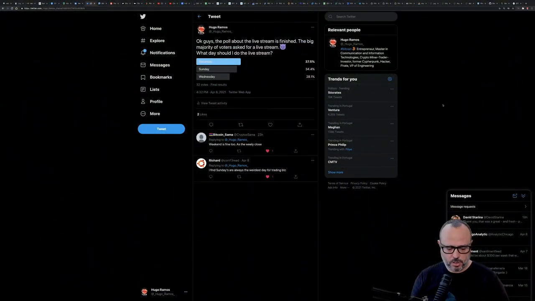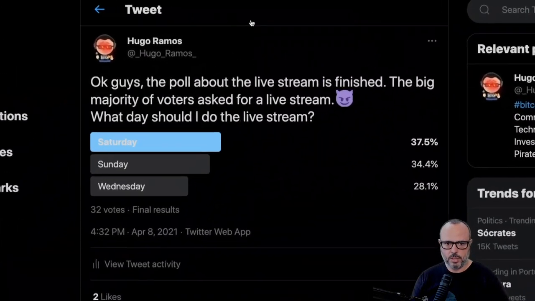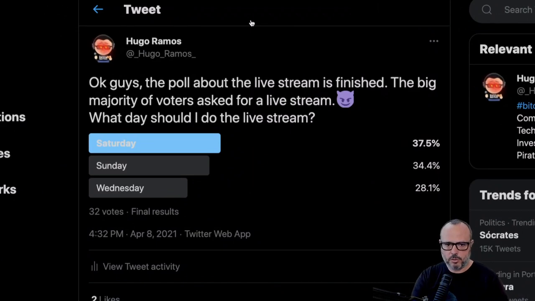And here we are. As you can see, the first bullet point on the list, sorry, wrong zoom. This is the final result for the voting that ended just a few minutes ago. Saturday got 37.5% of the vote, Sunday 34.4, and Wednesday 28.1. So this means that we are going to have a live stream tomorrow.